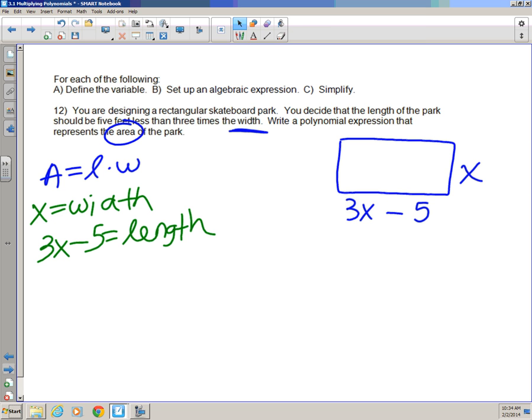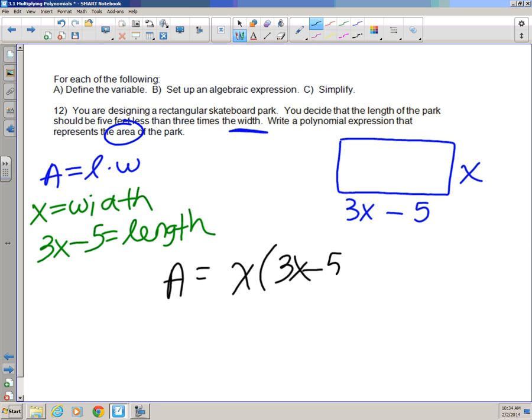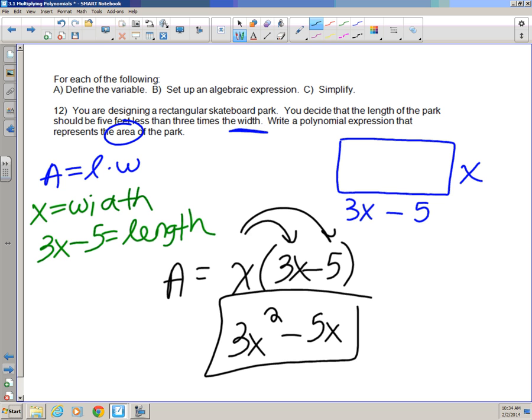So when I actually do the area, I'm going to say, well, the area then is going to be length times width. I'm actually going to set it up more as width times length. It doesn't really matter, but I've got a monomial multiplied by a binomial. And if I simplify this expression, I know that the area is going to be 3x squared minus 5x. And that's all it's asking you to do, is to write a polynomial expression that represents the area of this park.